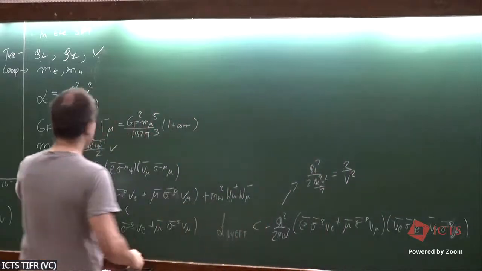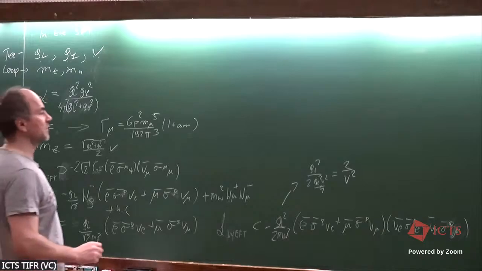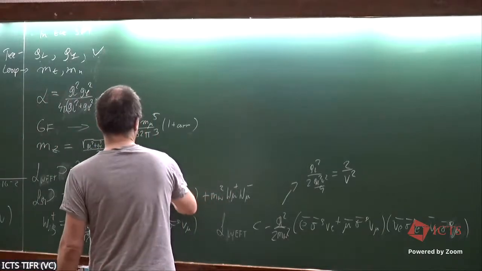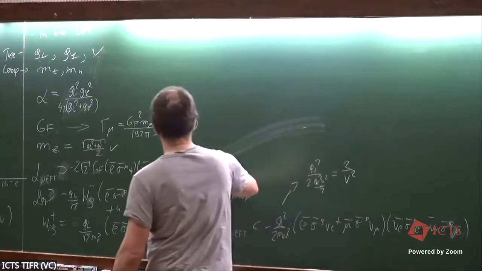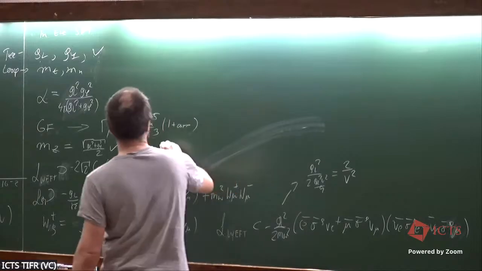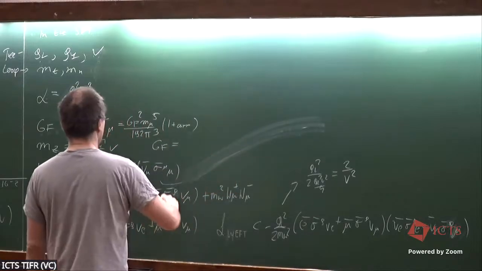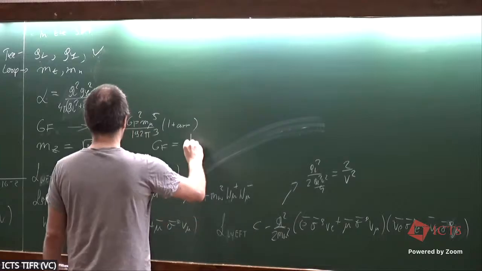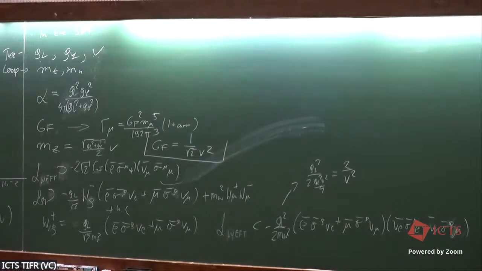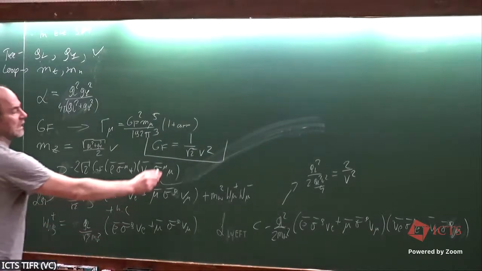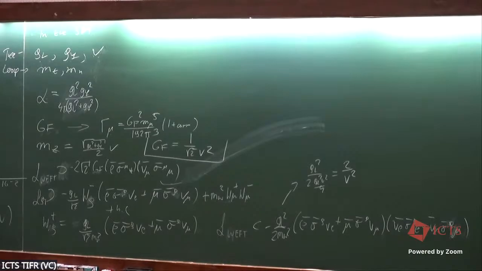So if you compare these two formulas, you find that GF, I write it here together with everybody, GF is equal to 1 over square root of 2 V squared. So this is the relation. This is actually a definition of what the Higgs vev is, as a parameter. It's tied to the value of GF measured at low energy.